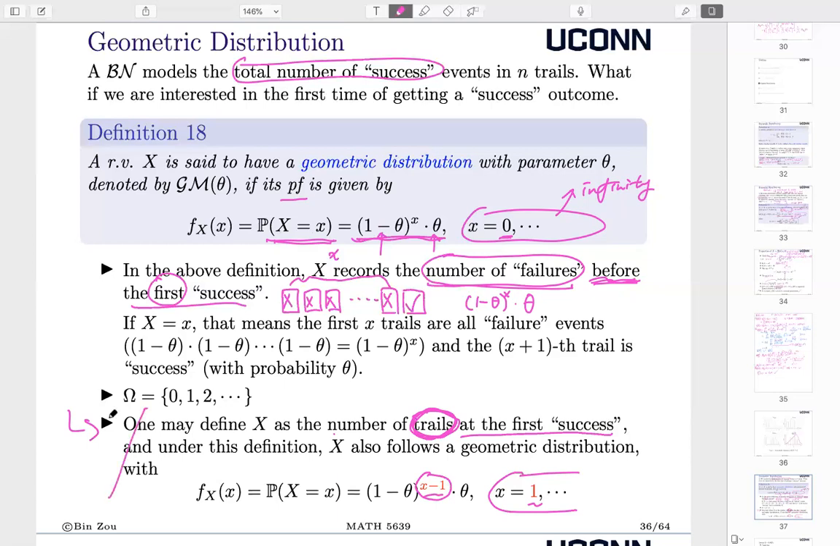But in this course, we do not use this. We only use definition 18. I point out this possibility because in some other textbooks, you may see this, okay? And don't get confused. It's pretty much the same thing. It only depends on the slight difference in how you record.